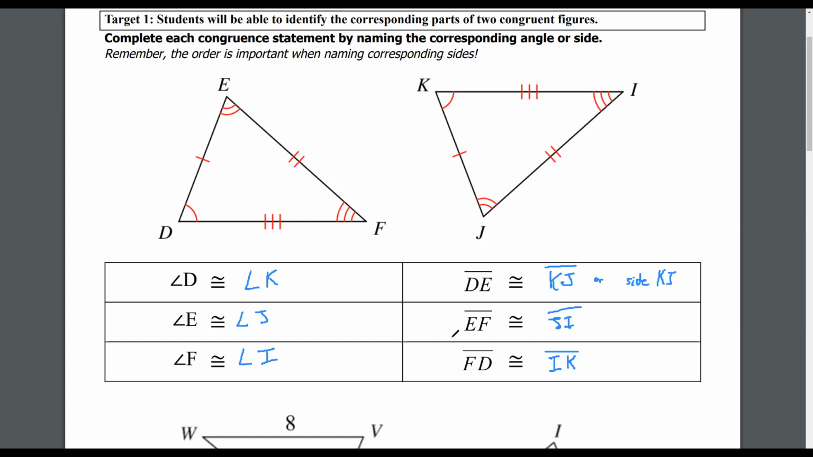That is why the order is important, because I can tell you just by this side thing that F to I and D to K is the correspondence. So I could have started by doing the ones on the right and then filling in the ones on the left, right? Pretty cool.